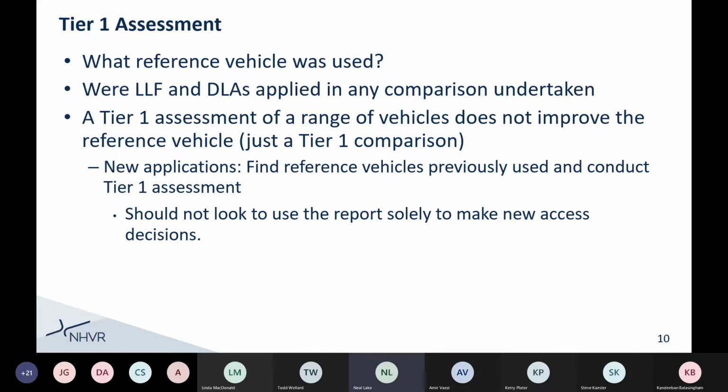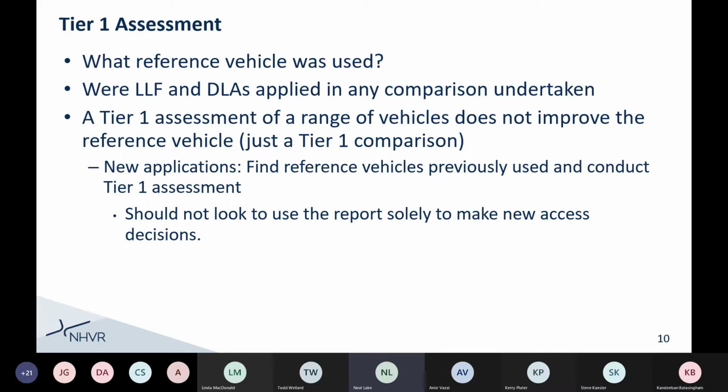Because then you actually get into more of a guessing game about whether a vehicle is similar or not, instead of using the real basis of comparing vehicles, which is a Tier 1 assessment. So it's important that if you have that Tier 1 report and you've got a new vehicle, what you need to do when you look at that report is find out what the reference vehicle is so that you can pull that out and use it in a Tier 1 assessment yourself. That's an important point to think about when you're looking at a Tier 1 assessment report.